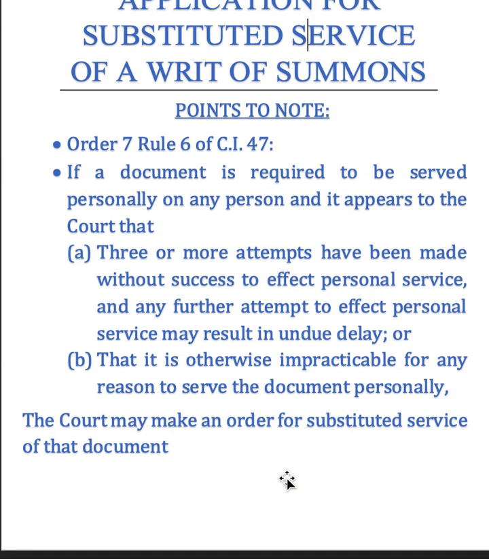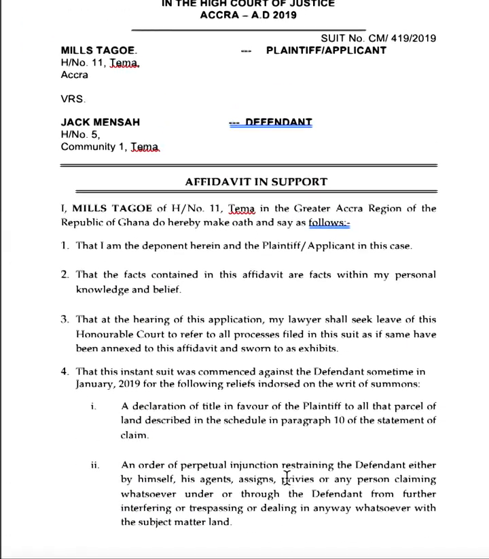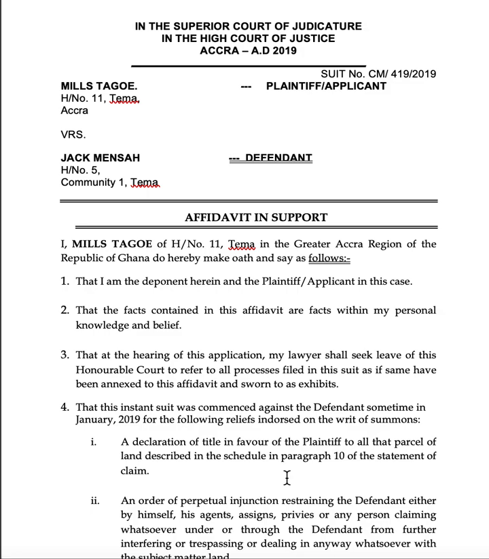The grounds over here must be manifest in our affidavits. So our affidavit has a title, the same title. Then the plaintiff over here is the deponent in the affidavit. He says, I, Mills Tego, of house number 11, in the Greater Accra region of the Republic of Ghana, do hereby make oath and say as follows.